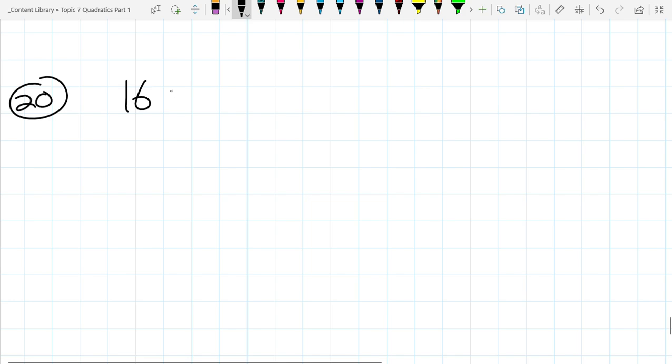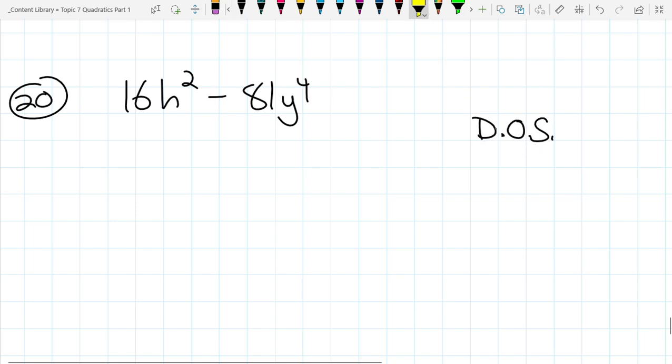We have 16h squared minus 81y to the 4th. So we look for a GCF. Don't have one. Factor by grouping? No, because you need 4 terms. Diamonds, you need 3. So the only last chance is the difference of squares. You're looking for a difference, which is what we've got. It's subtraction. And you're looking for perfect squares. We also have that because we can take these square roots.